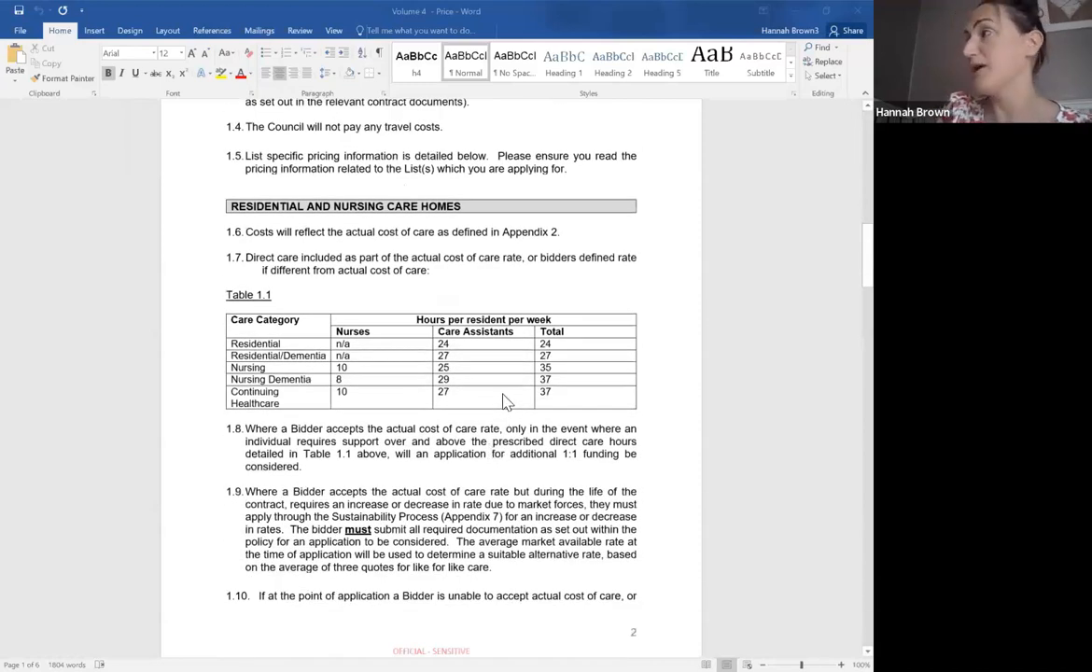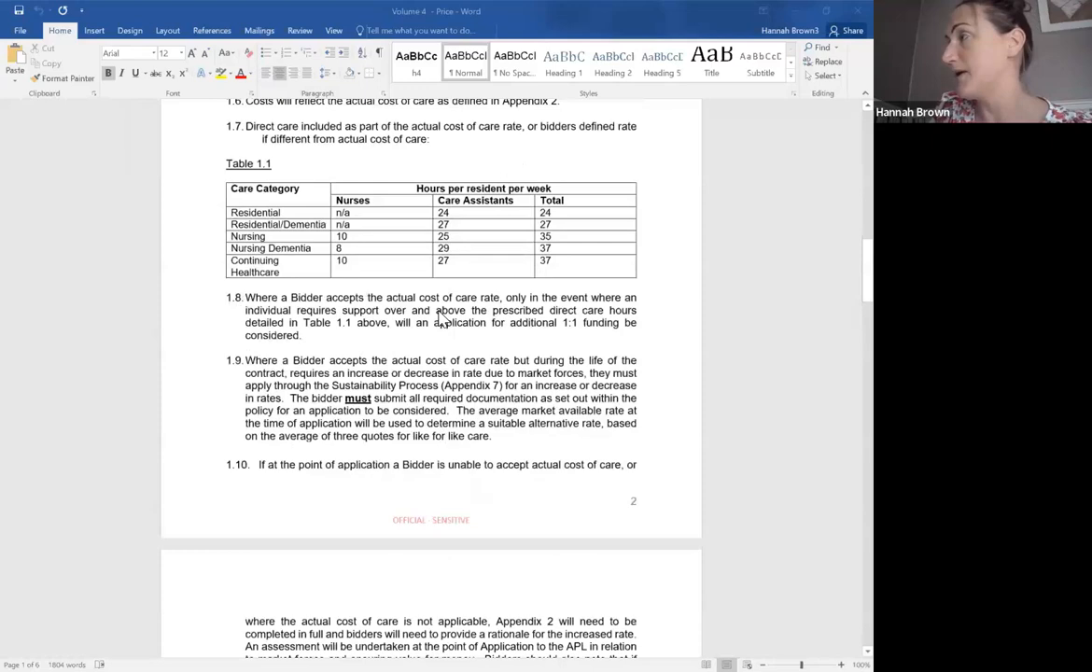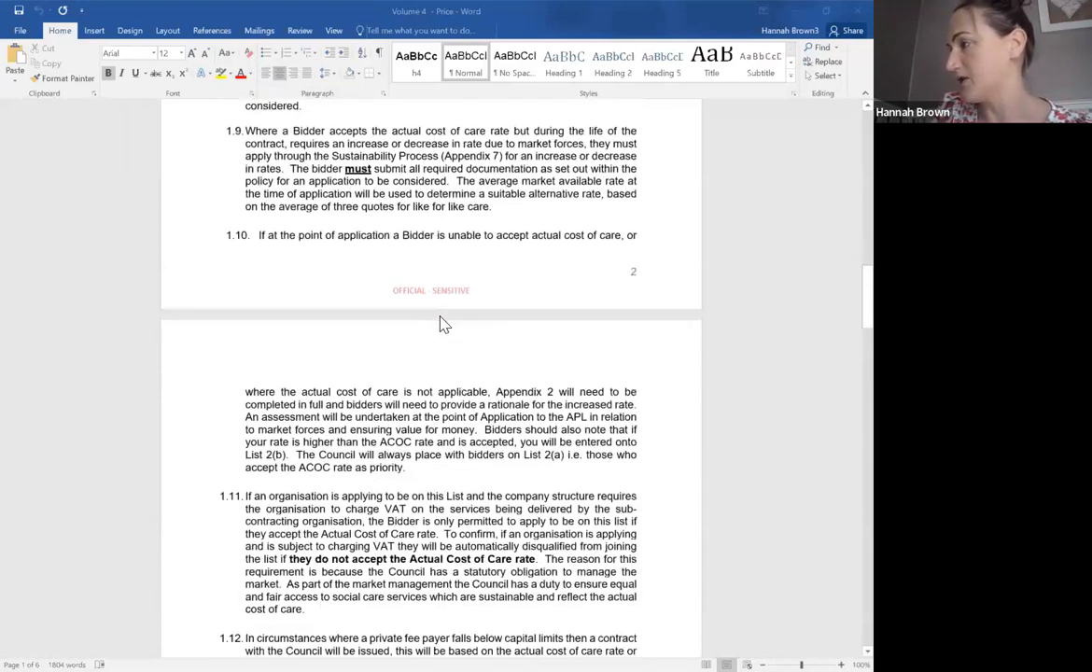So this just walks you through each of the lists in terms of the guidance documents. The main focus around residential and nursing care is the implementation of the actual cost of care rate across North Yorkshire, and you've got a table within volume 4 here that shows you the direct care hours that relate to actual cost of care, but are actually the direct care hours that you will submit your weekly rate for if you do not accept the actual cost of care, or if the actual cost of care doesn't apply. So you do need to make sure that you're referring to these direct care hours within volume 4 when submitting your rates for residential and nursing.